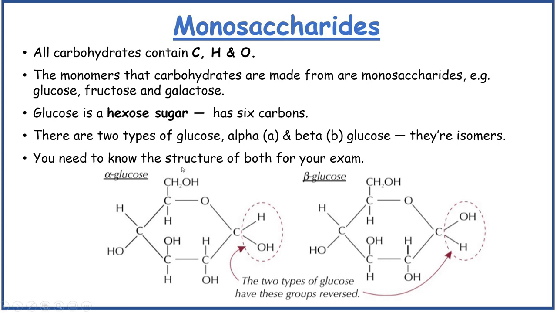So you've got CH2, C, C, C, C, C, and then an O. So you've got your CH2OH, your H group, your H, OH, OH, OH, OH. I would remember that all these OHs are facing downwards except the 3rd carbon here, which is an H.